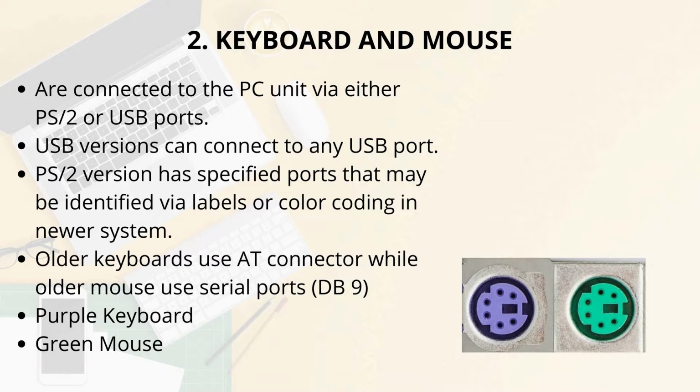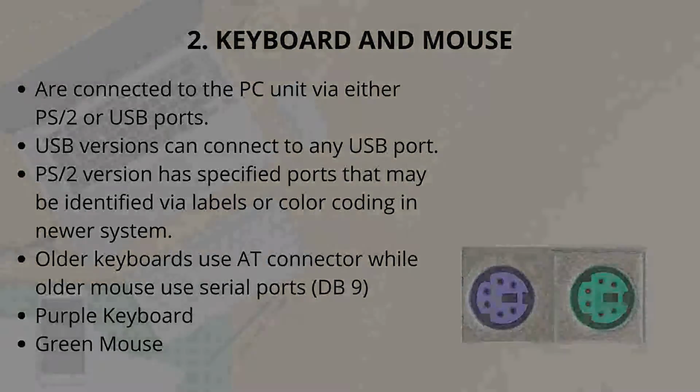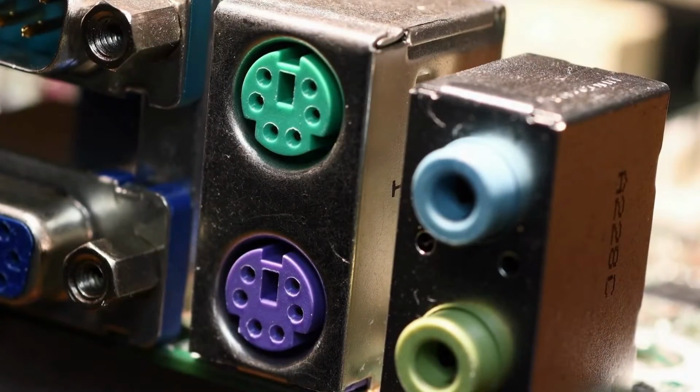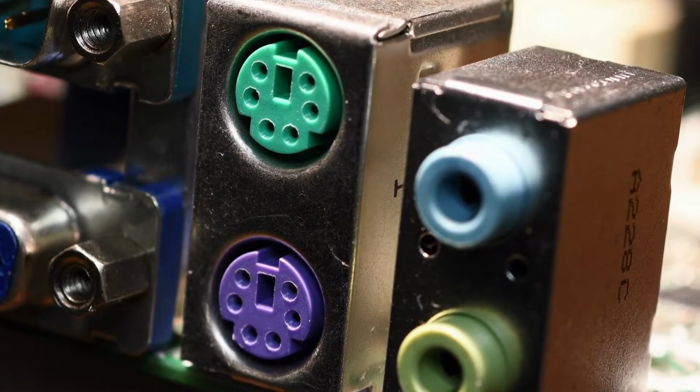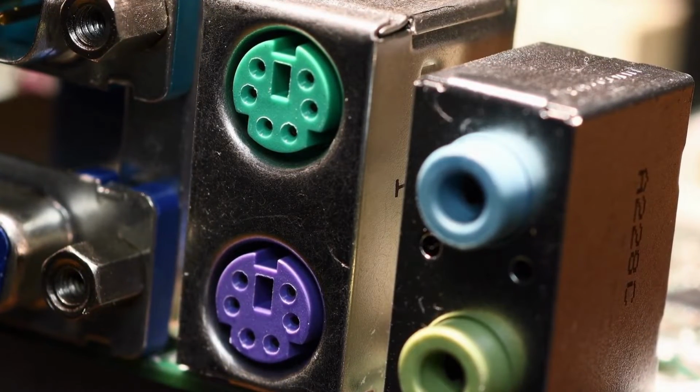Keyboard and mouse are connected to the PC unit via either PS2 or USB ports. USB versions can connect to any USB port. PS2 version has specified ports that may be identified via labels or color coding in newer systems. Older keyboards use AT connector while older mouse use serial ports.